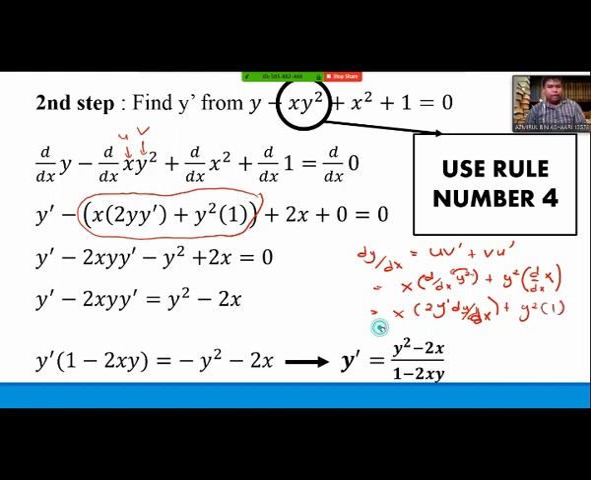Okay, or I can say x 2y y prime plus y squared 1, which is like this, x 2y y prime plus y squared 1 plus 2x plus 0 equal to 0, which is differentiate x squared becomes 2x, differentiate 1 becomes 0, differentiate 0 becomes 0. Okay, make sure you remember this one. When xy squared, we assume that there are two parts that you need to differentiate using rule number 4.